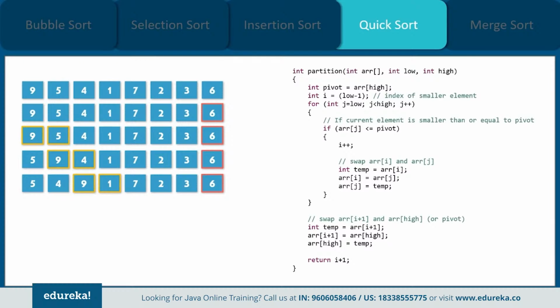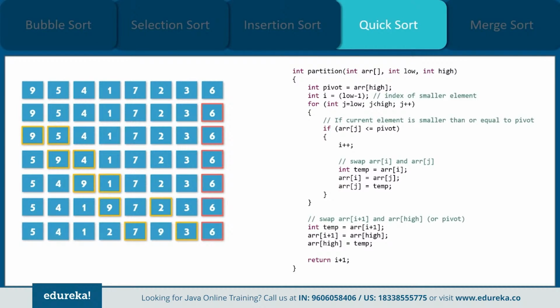Now again 6 and 1 are compared, and we see that 1 is less, so you again swap. But 7 is greater, so you don't swap. But 2 is lesser, as we know. So what we're going to do is swap your 2 with the 9. So on and so forth.